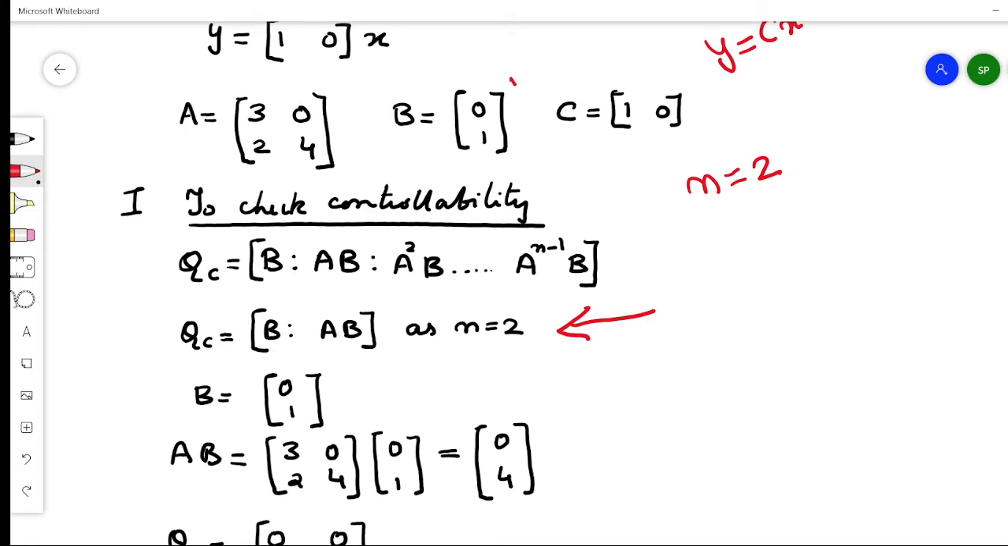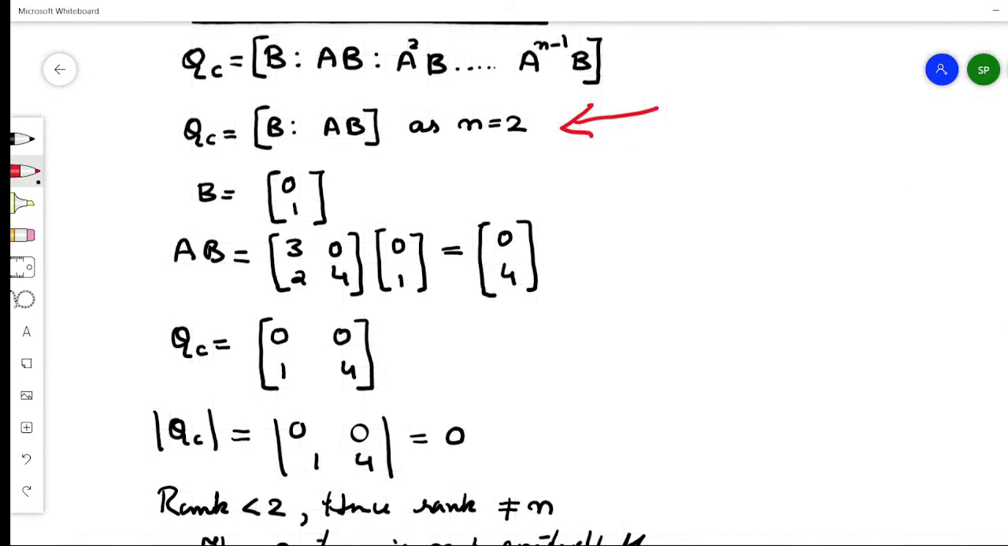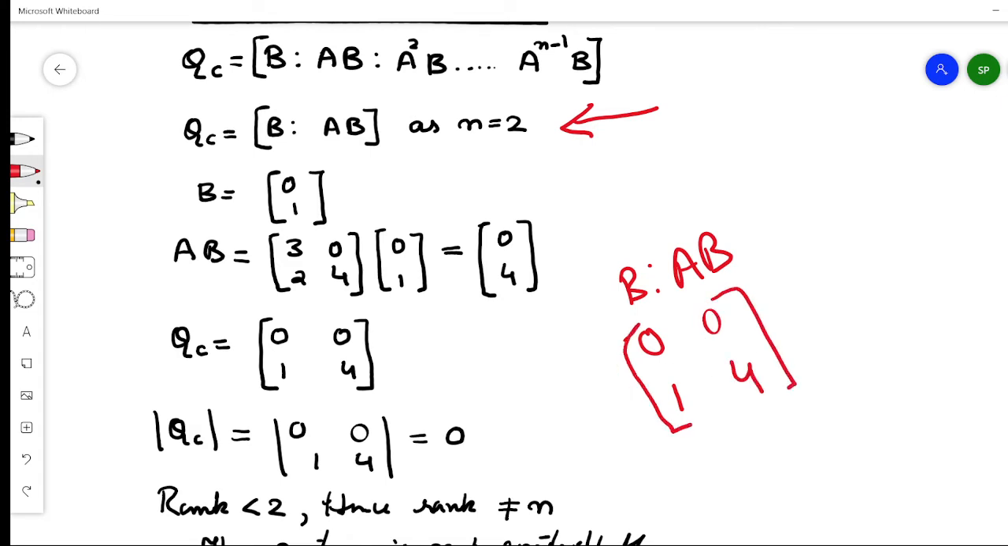Now B we know from the question, A also is given, so we can directly form this matrix QC. First we will be finding AB, that is the product of matrix A and B. Matrix A [3 0; 2 4] multiplied with matrix B [0; 1]. We will be getting the answer as [0; 4]. Now, QC is [B AB]. B is [0; 1] and AB we got as [0; 4]. So the matrix will be [0 0; 1 4].